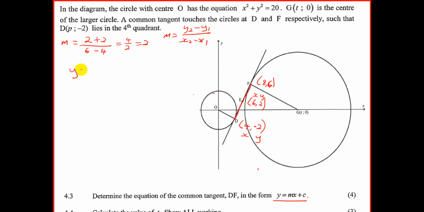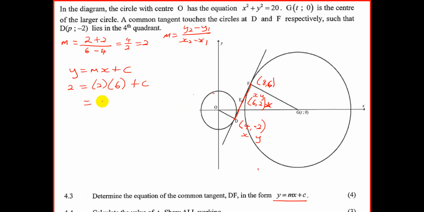And then to find C, we can sub in any point we want. And once again, we are spoiled for choice. The easiest point for me to use here is (6, 2), because both are positive. So the Y value there is 2, the M value, which we just found, is 2, and the X value is 6. I'm using point E.